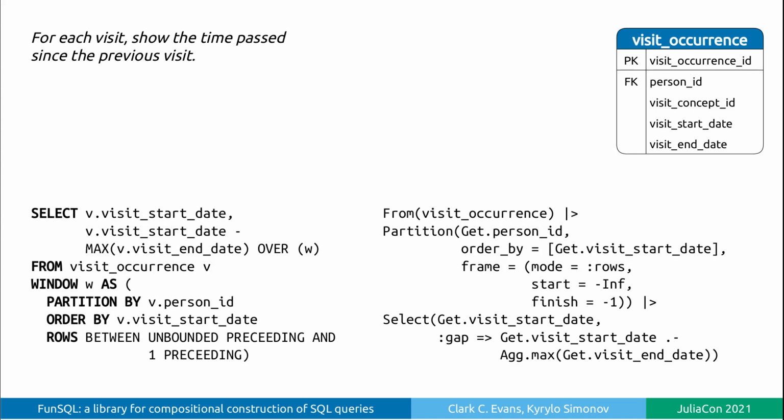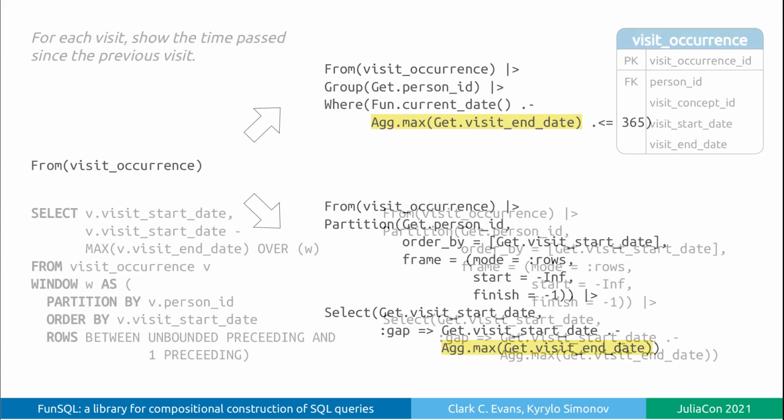Once partition is applied, a window function is created using the notation for aggregate functions by taking an attribute of the namespace object agg. In this example, we use a window function to find the gap between adjacent visits. I should clarify that this query assumes that there are no overlapping visits, otherwise we may get a negative value for the gap.